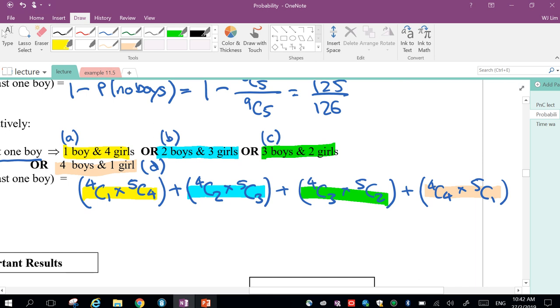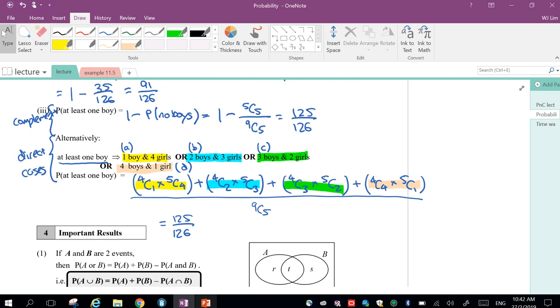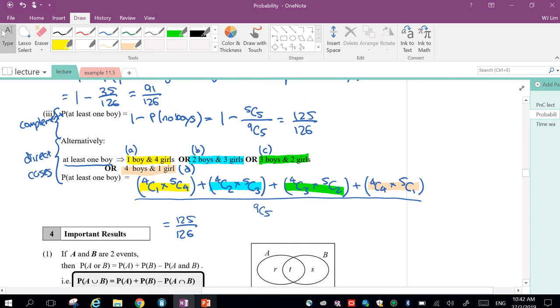Then divide by the no restriction, which is 9 choose 5. So you still get the same answer, which is 125 over 126. Can you see how tedious it is? I went through the direct way with you and the complement way with you. Is that clear? Okay, so this is the overview.